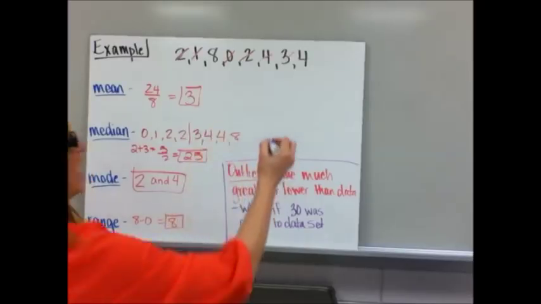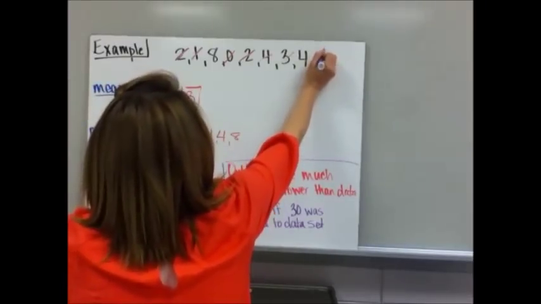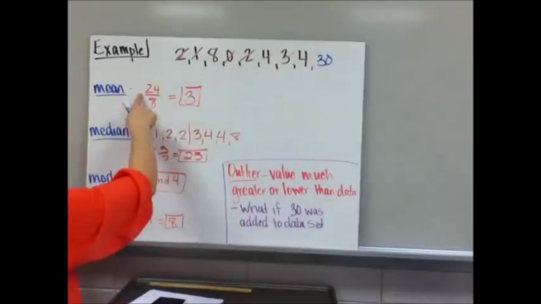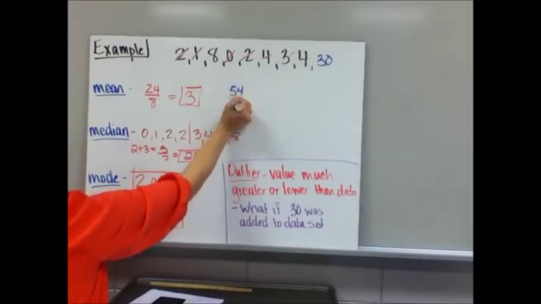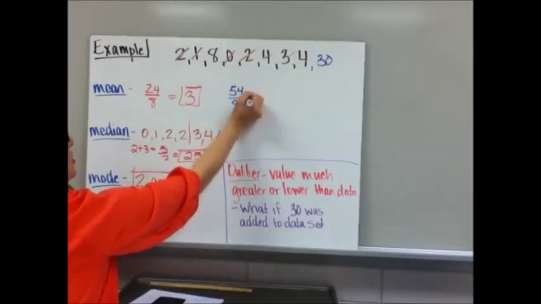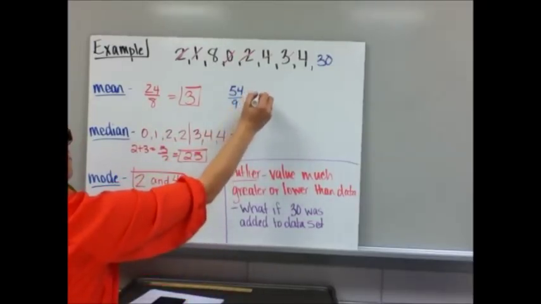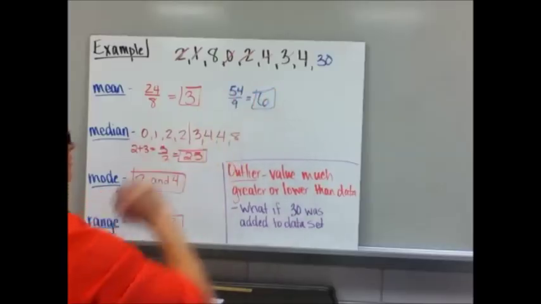So if I were to add 30 to this data set, that means my sum would increase to 54, and it's now out of 9 values. So the mean then would be 6.